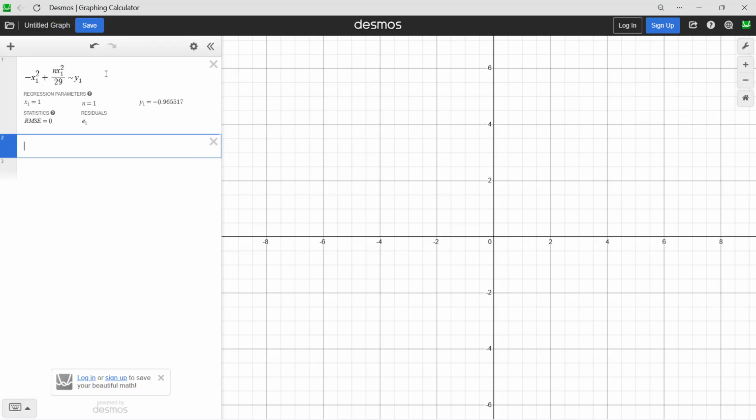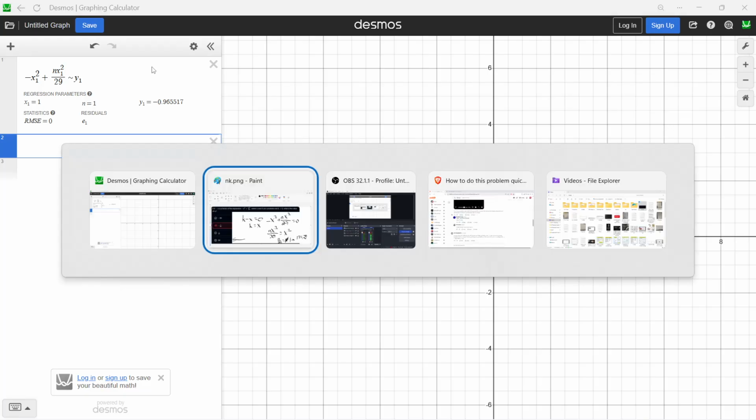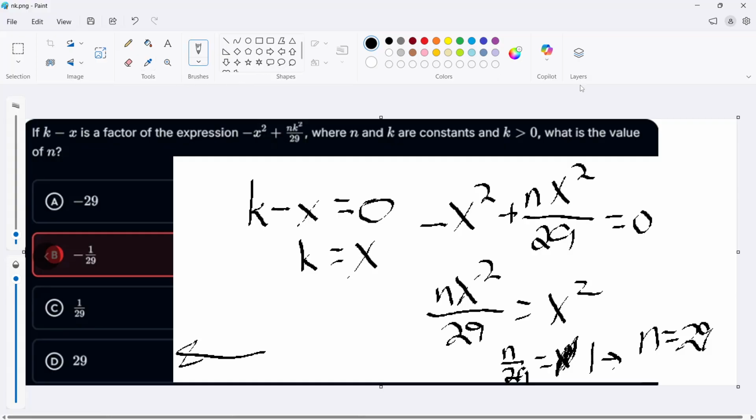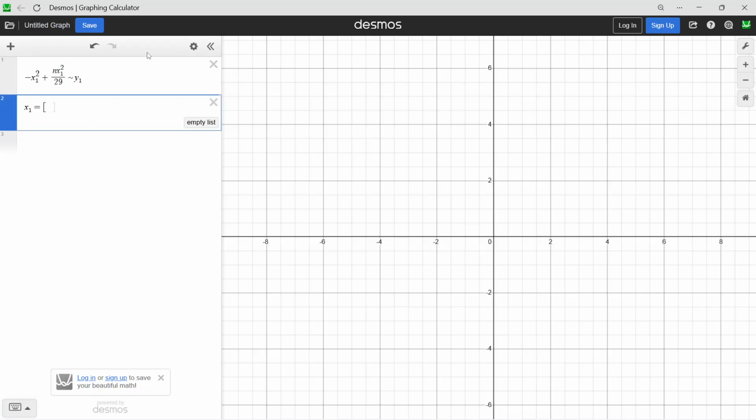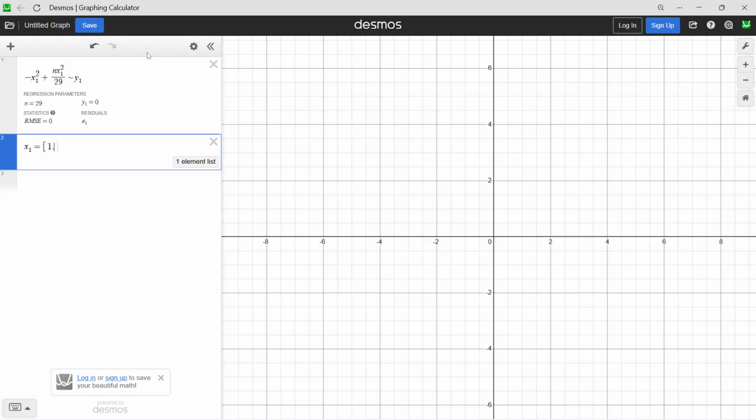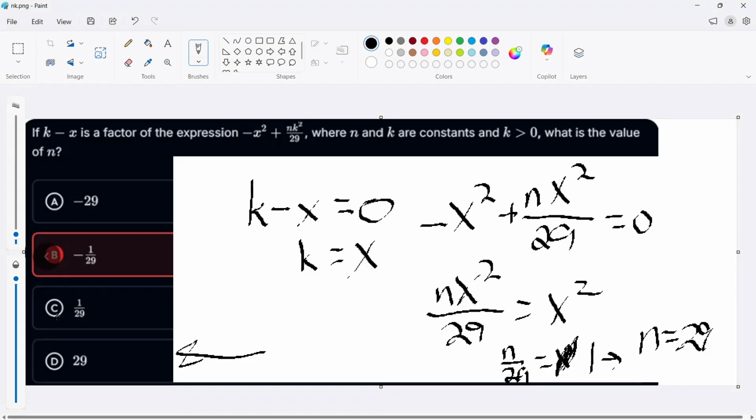Now, I want some values for x1, x squared. Remember, x equals k, and I think it said k is positive, since k is greater than 0. So I want to come up with some positive values, and I'll just make a little table or array of values for x1, 1 to 100, and that fulfills that k has to be greater than 0, so I'm only making it for positive values of x, and right there it shows me that n equals 29, which is again answer D.